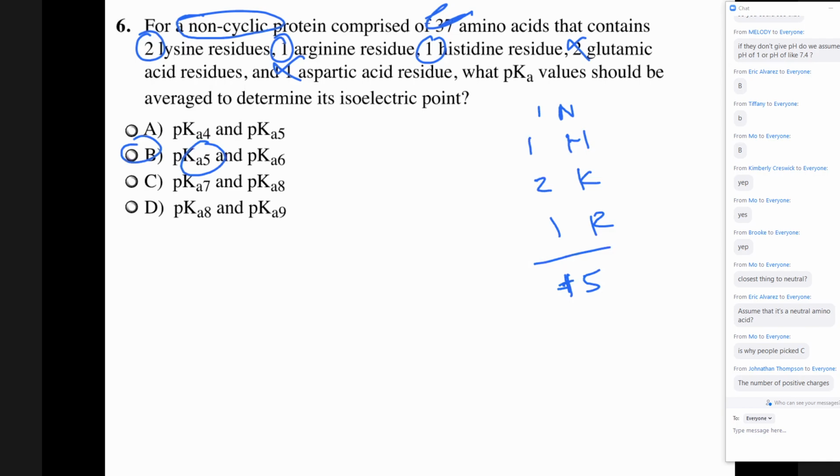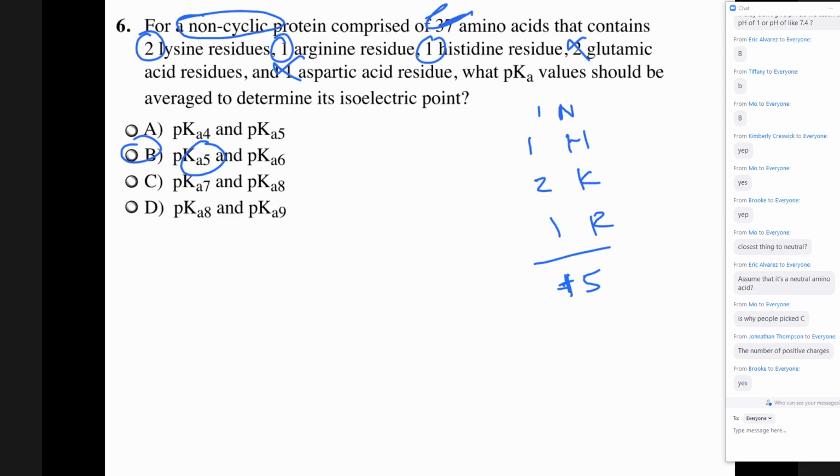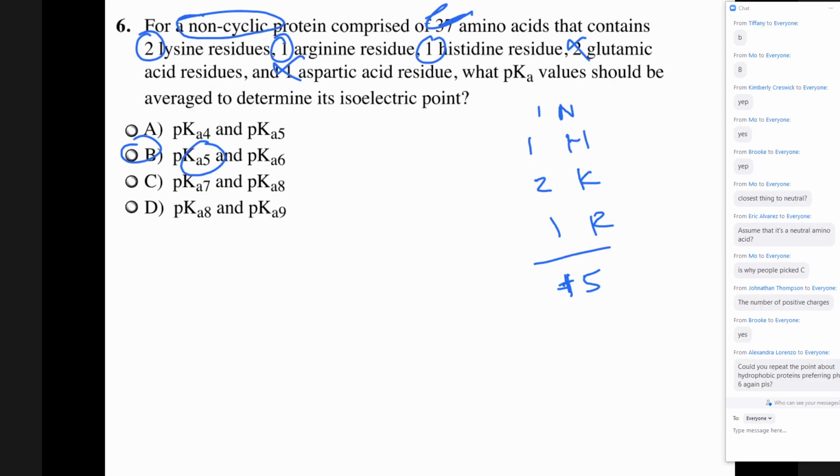How many blew through it that easily? How many did exactly that? Just systematically counted things up? Perfect. Nailed it. Fairly easy.